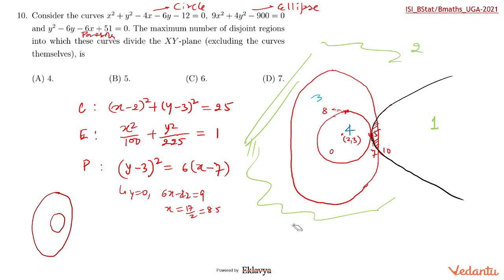1 2 3 4 5. Alright, so this is the answer. Let's remove this. So 5 reasons, 5 different reasons you can see. Alright, 1 2 3 4 5. 5 must be the answer to this question.